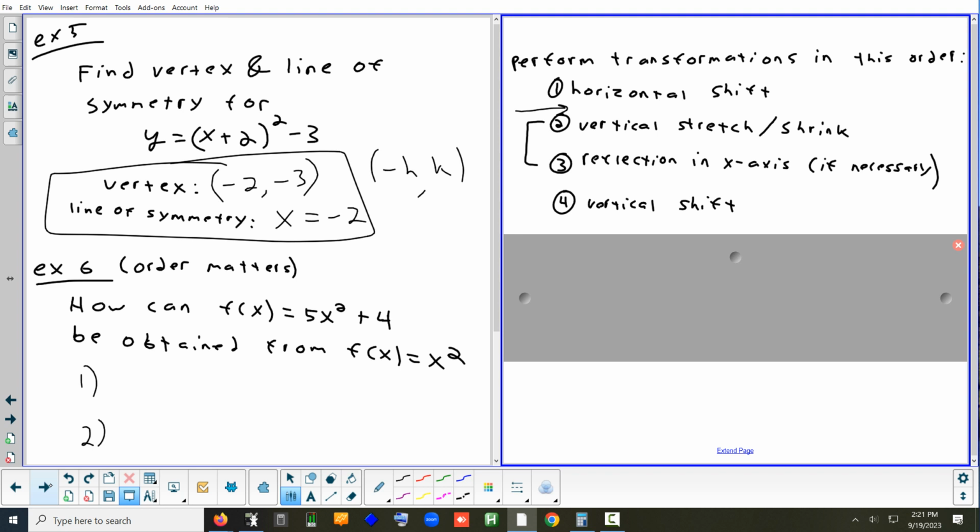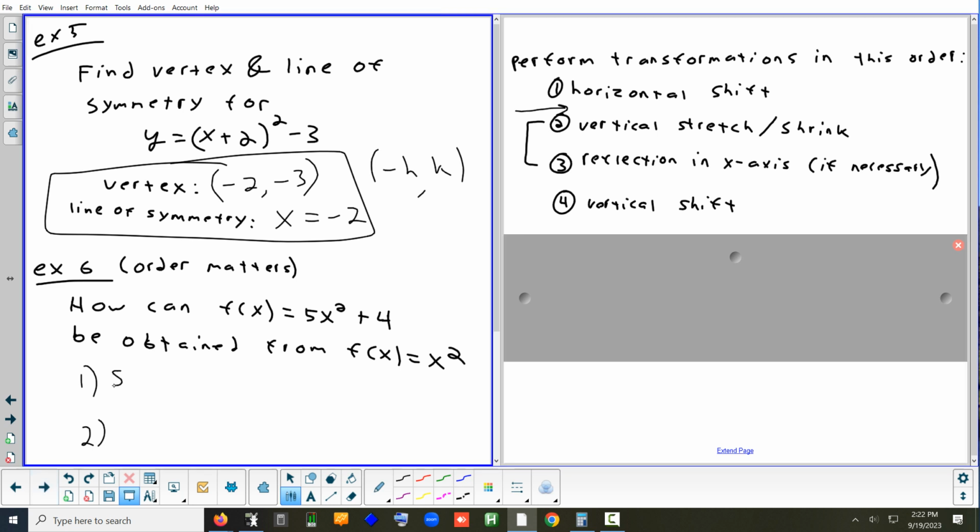Do we have a stretch or shrink in this case? Yes, we do. Now let's look specifically at the 5 and decide what the 5 is going to do. Stretch by how much? 5. Yes, and this is where you can say stretch by a factor of 5.